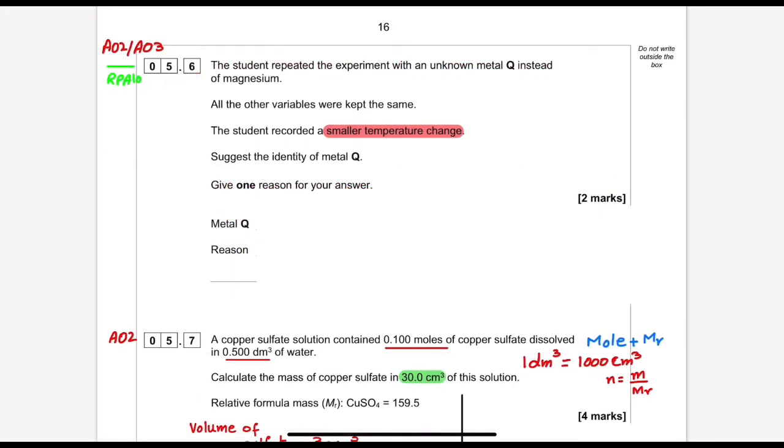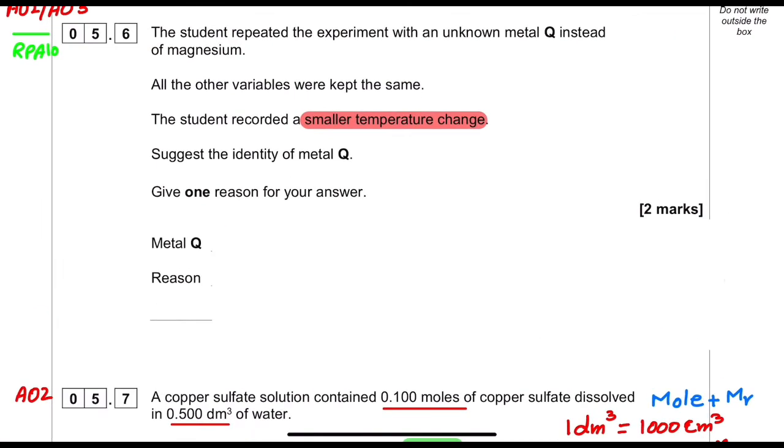5.6 is a combination of AO2 and AO3 question. This question is from required practical activity number 10, from the topic of reactivity series, exothermic and endothermic reactions. The student repeated the experiment with an unknown metal Q instead of magnesium. All other variables are kept the same.